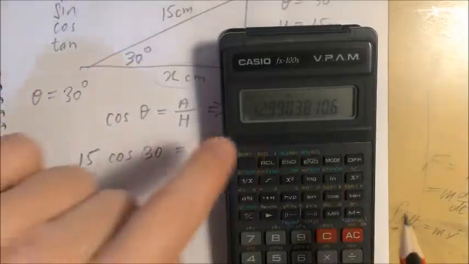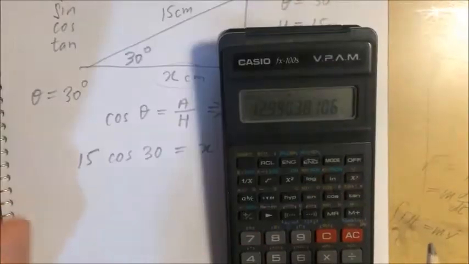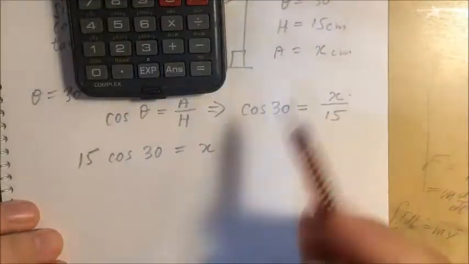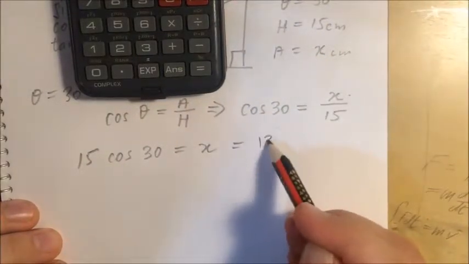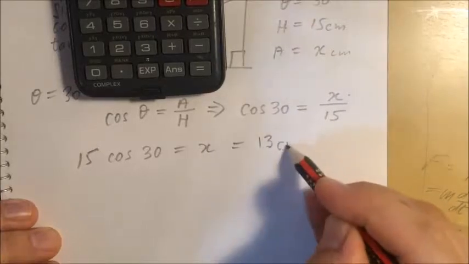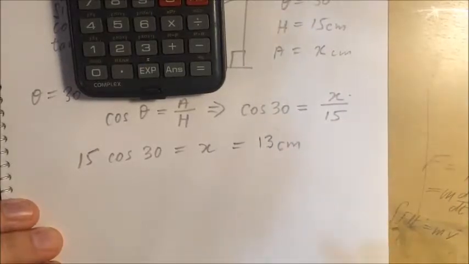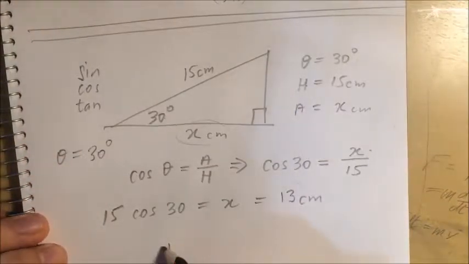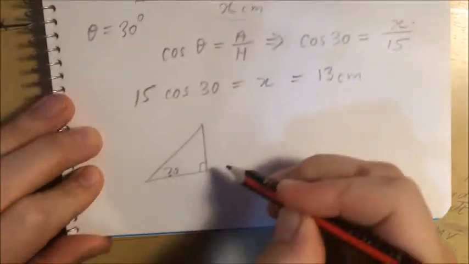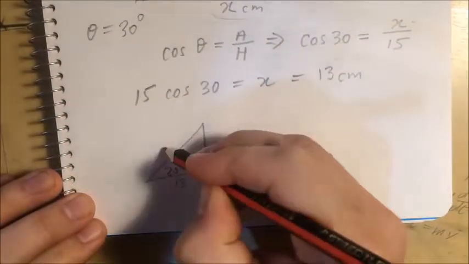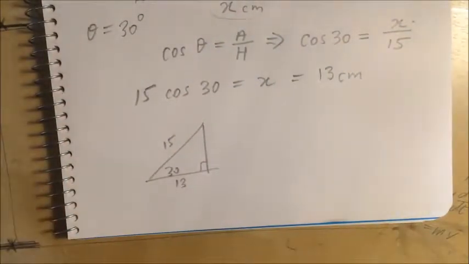and this is the value for x. So let's call that 13, just for round numbers, equals 13 centimeters. So really, this triangle is 30, 13, and 15. Cool, and that's it.